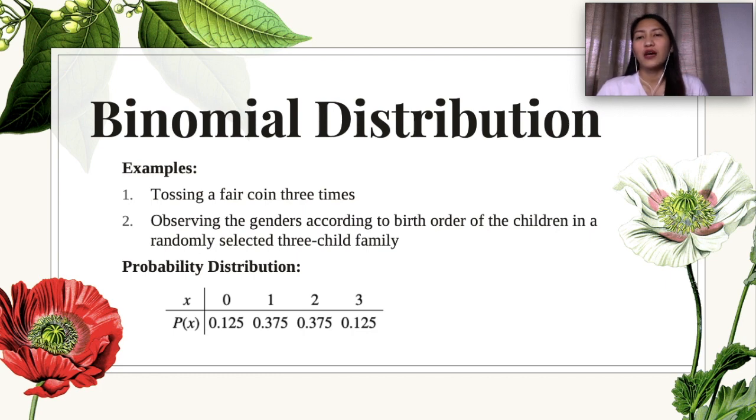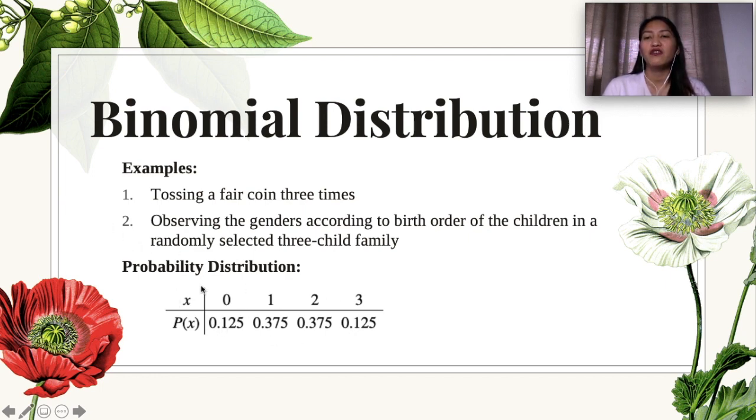So here's our example. Tossing a fair coin 3 times and observing the genders according to birth order of the children in a randomly selected 3-child family. Okay, so pareho lang sila ng probability distribution kasi halos pareho lang sila ng scenario. Okay, so tossing a fair coin 3 times, ayan, halimbawa, ang kinukuha natin is the probability of being head. Okay, so yung 0 head, 1 head, 2 heads, and 3 heads, ito yung probability niya.